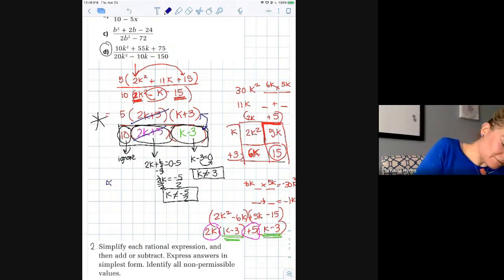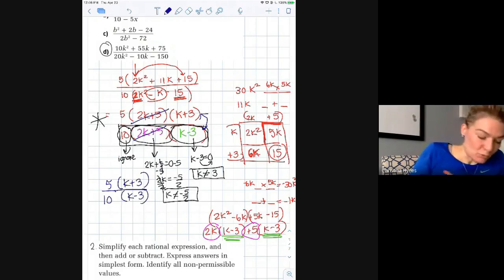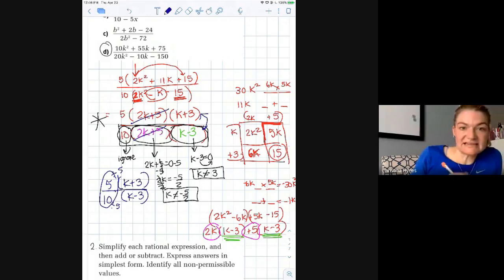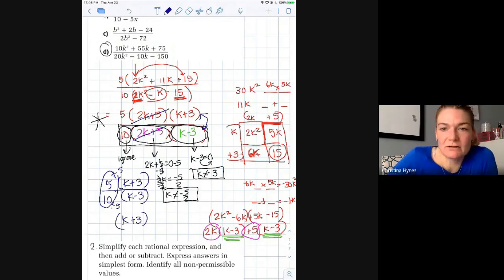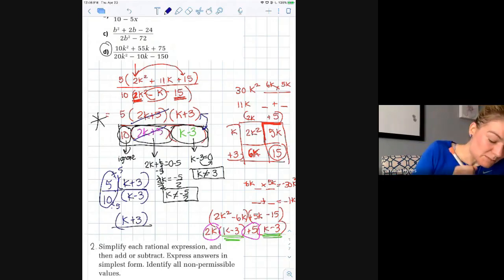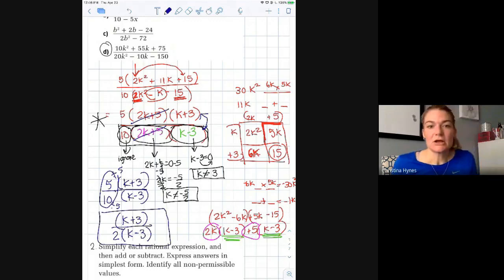So far we have left 5 over 10, k plus 3, and k minus 3. What we can still do is simplify the 5 and the 10. You can divide the top by 5 and the bottom by 5. So that is simplifying as well. So we need to write k plus 3 at the top. There's a 1, 5 divided by 5 is 1. We don't need to write that at the top. But at the bottom, 10 divided by 5, we write it as 2, and then k minus 3. This would be our final answer, okay?